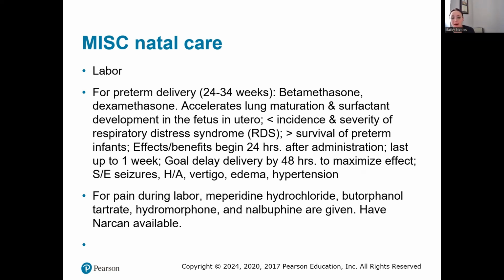So for pain during labor, they can give you meperidine, butorphanol, hydromorphone. Those are most commonly given. You need to make sure you have some form of Narcan available though, because if they become too sedated or the baby's in distress, we need to Narcan them.